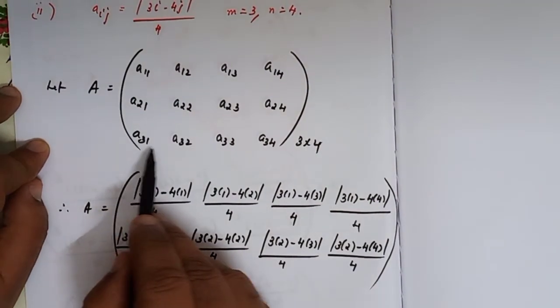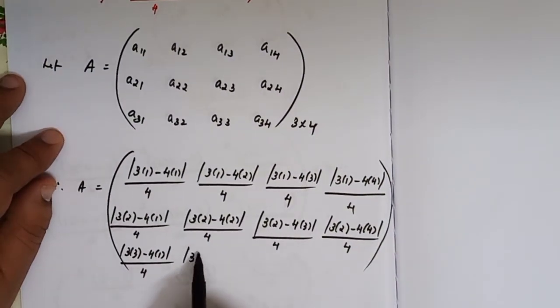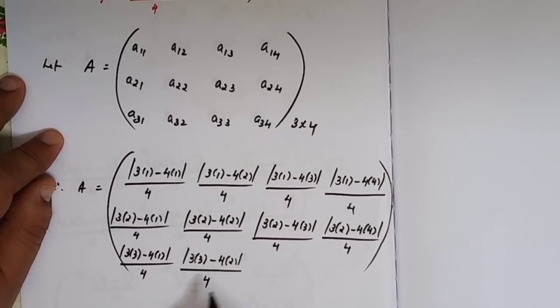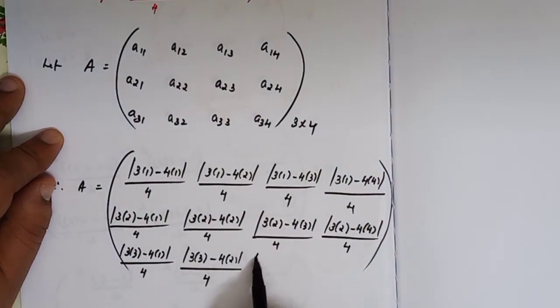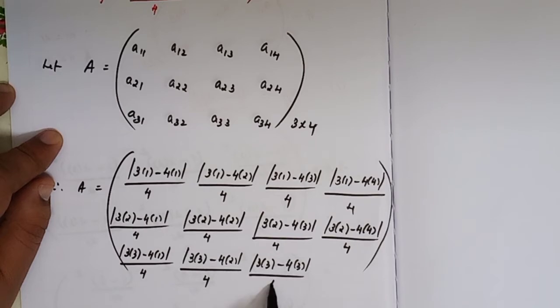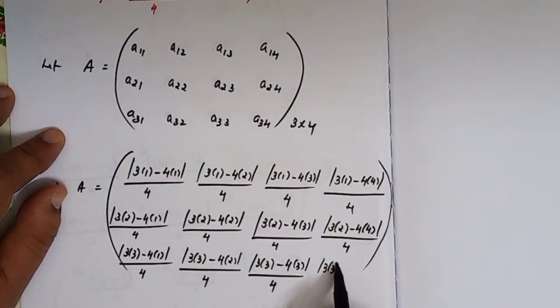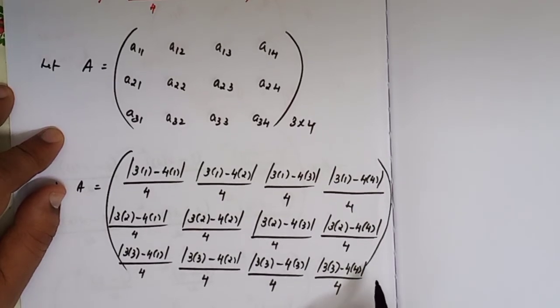Next, i and j values 3 and 1. So 3 and 1 means modulus of 3 into 3 minus 4 into 1, divided by 4. Next 3 and 2: modulus of 3 into 3 minus 4 into 2, divided by 4. 3 and 3: modulus of 3 into 3 minus 4 into 3, divided by 4. Finally 3 and 4: modulus of 3 into 3 minus 4 into 4, divided by 4.